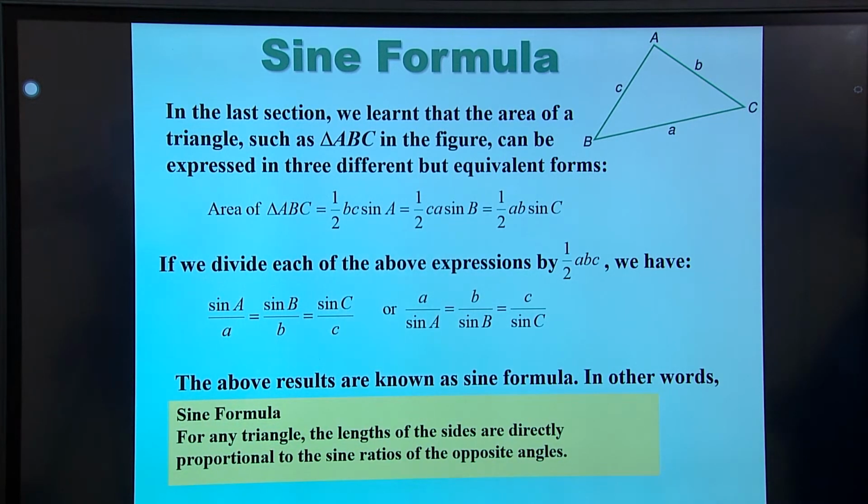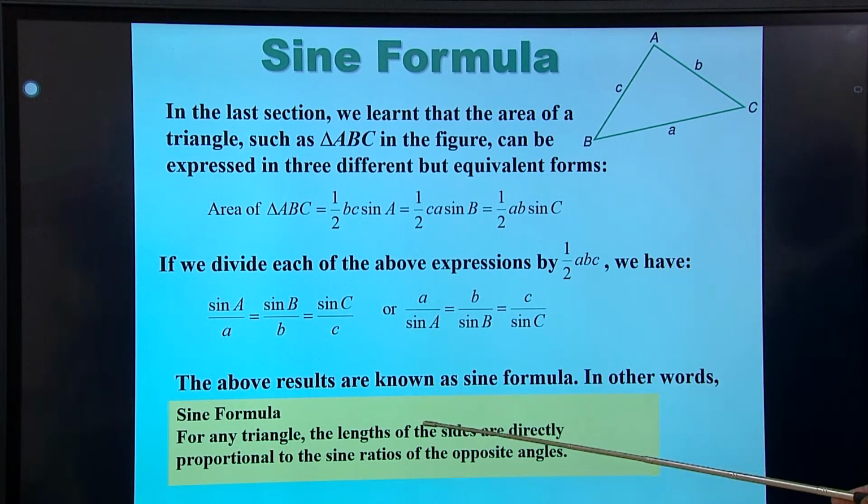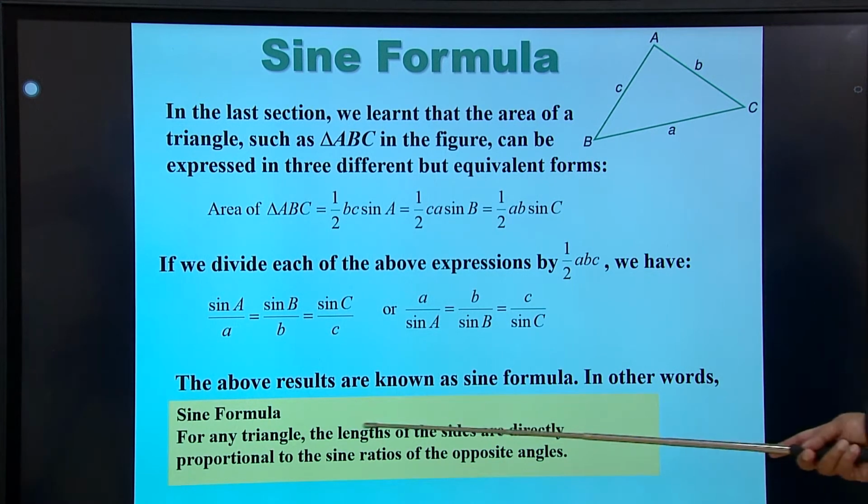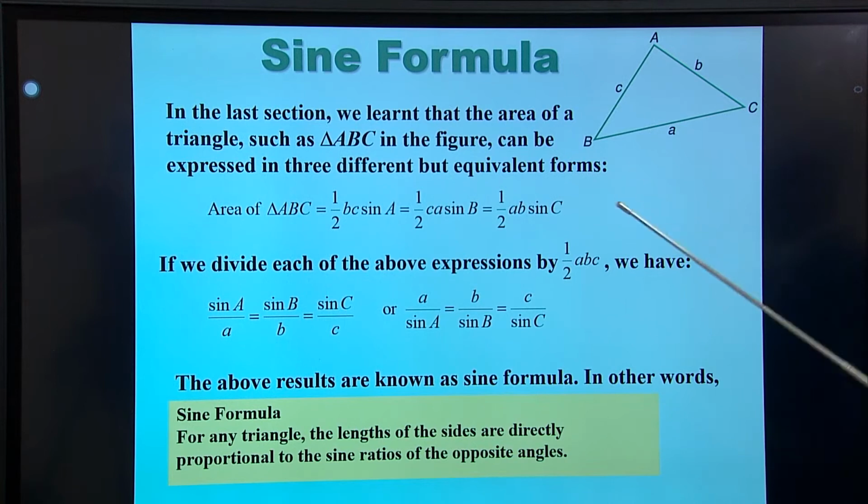What does it tell us? Mathematically, for any triangle, the lengths of the sides are directly proportional to the sine ratios. So the length of the side is proportional to the sine of the angle. So sine A over a, sine B over b, okay? Those are proportional. And remember, we said proportional means two ratios are equal. That is what we are talking about.